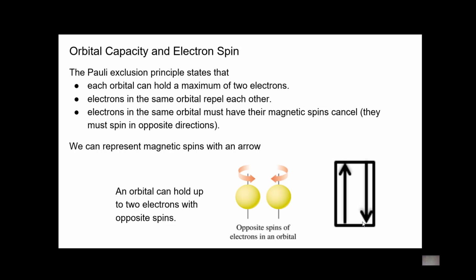But if you wanted to be creative and go against the rules, so be it, and put the first arrow down and the next one up. It's still okay. So the Pauli exclusion principle states that each orbital can hold a max of 2 electrons, which I've already stated. So no matter what sublevel you're on, if it has an orbital, it can only hold 2 electrons. Electrons in the same orbital will repel each other, so you have to put them in opposite directions to cancel out their spins. So this is the Pauli exclusion principle.